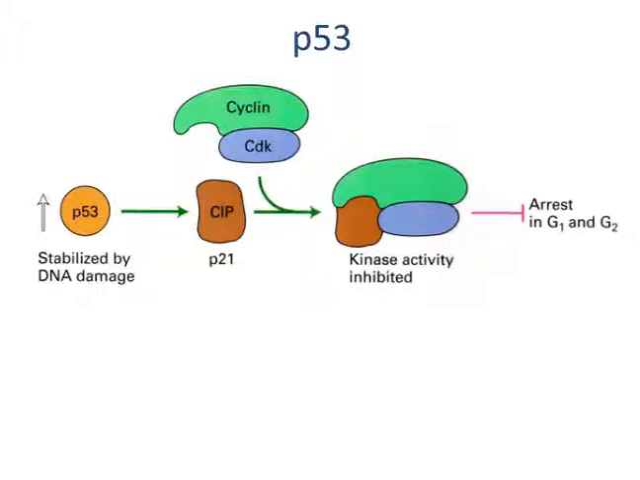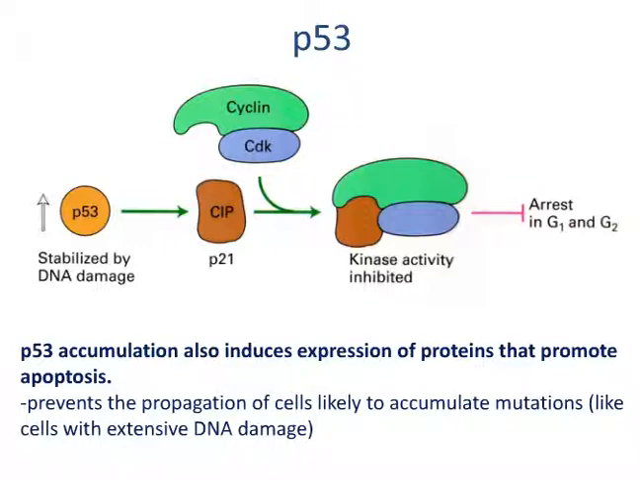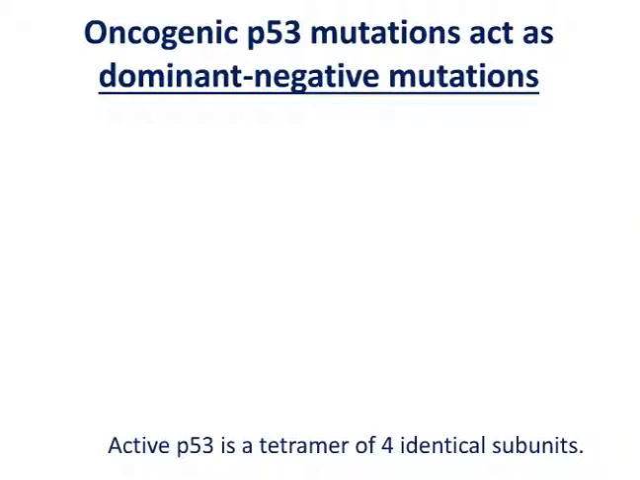p53 then induces the expression of cyclin-dependent kinase inhibitor proteins, including p21-CIP, which binds to cyclin-CDK complexes and prevents them from functioning. DNA repair mechanisms can then attempt to repair the DNA damage or chromosomal damage so that replication of the cell can continue, or if the DNA damage is so extensive, p53 will induce the expression of pro-apoptotic genes and the cell will undergo programmed cell death.